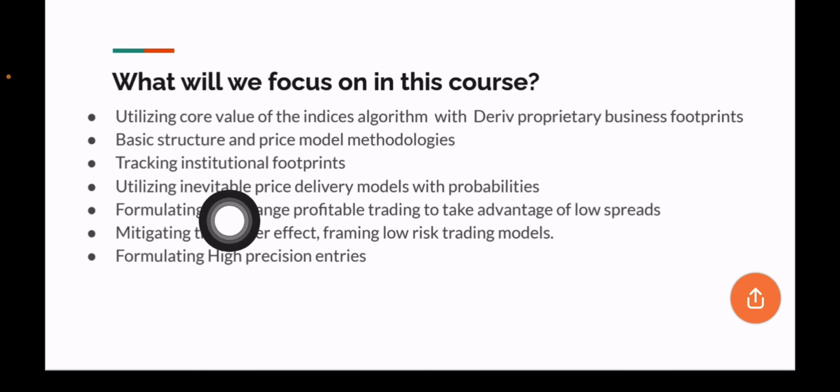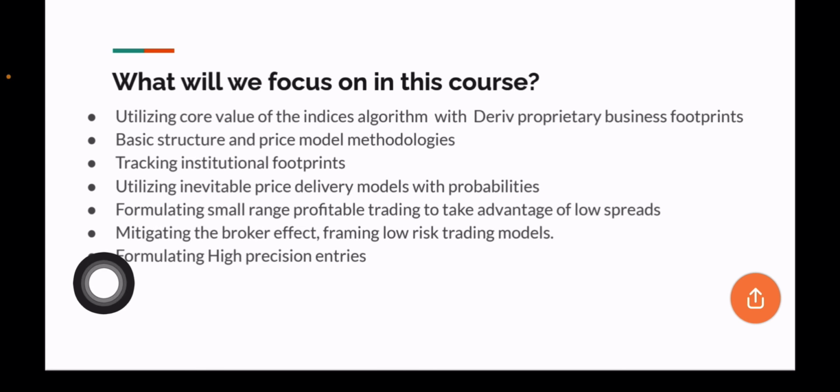And formulating small range profitable trading to take advantage of low spread. This is something very cool about this market. The low spreads make it easy for you to make profits if you are a scalper. So we will teach you how to formulate profitable setups, making use of this low spread advantage.